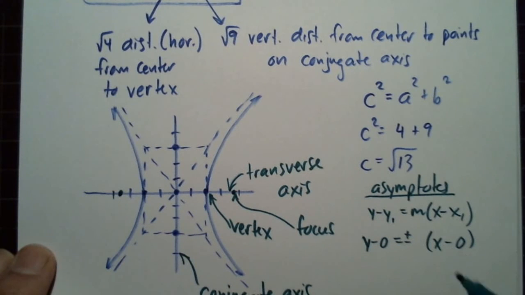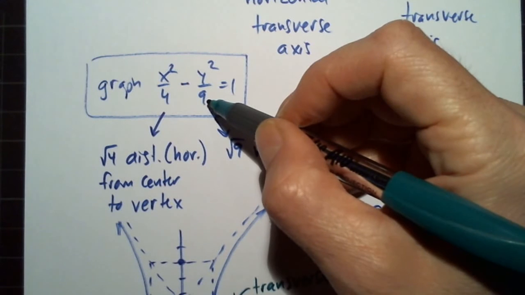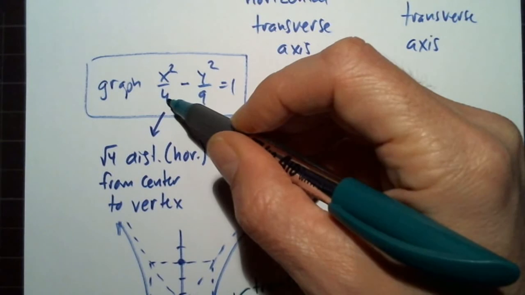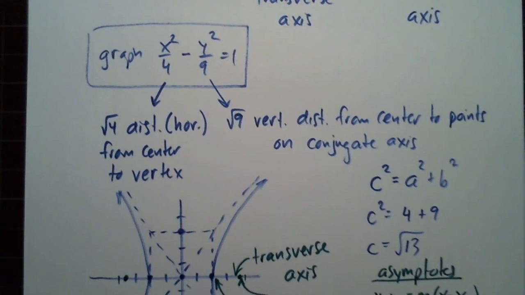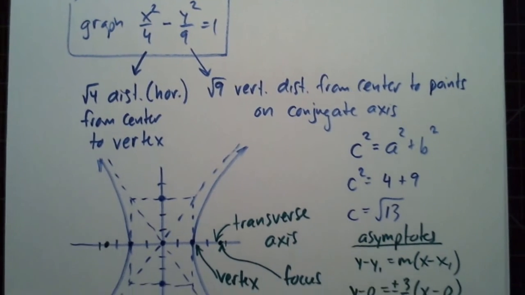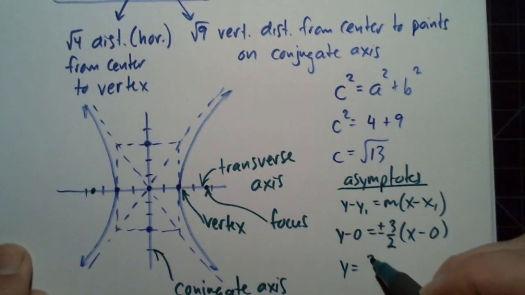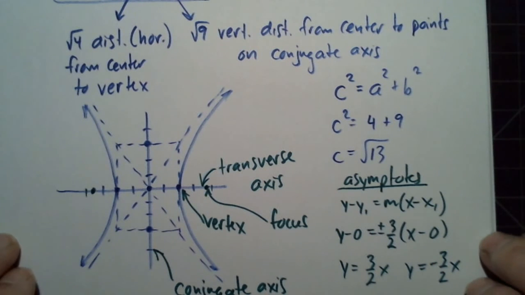To get the slope, we use the rise over run, which is the vertical distance. We take the vertical distance from the denominator of the y and the horizontal distance from the denominator of the x. So we're going to get 3 over 2 for the slope, and that'll be y equals positive 3 over 2 x, y equals negative 3 over 2 x, and now we have the two asymptotes.